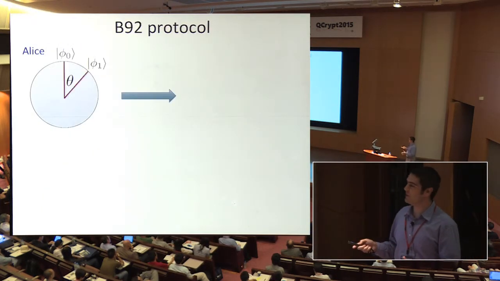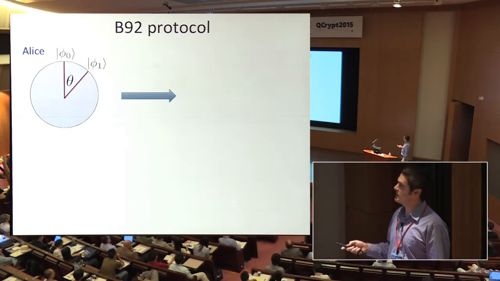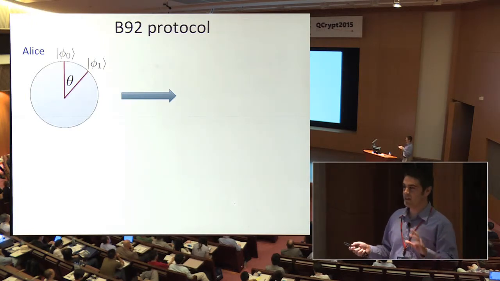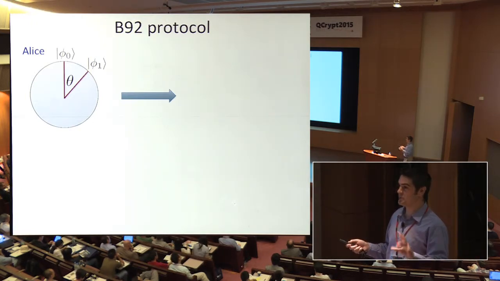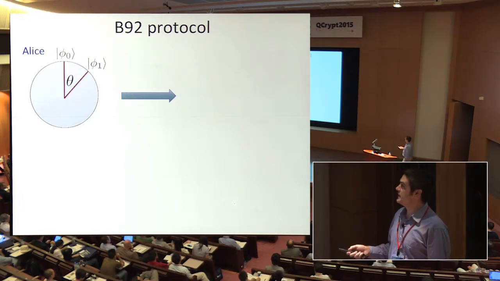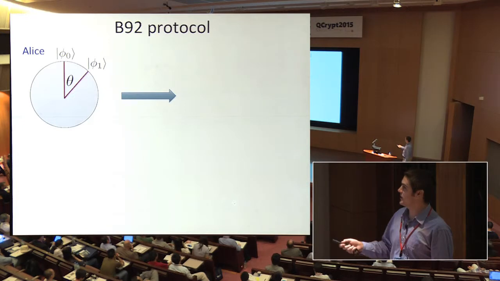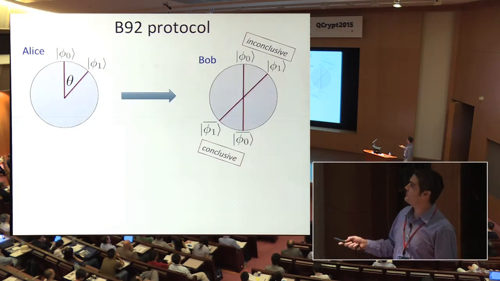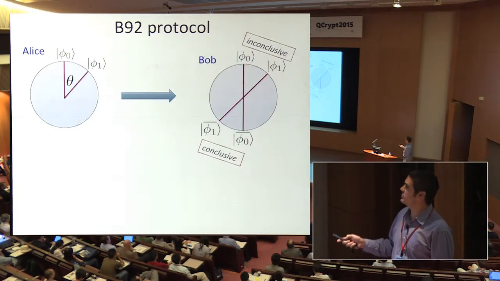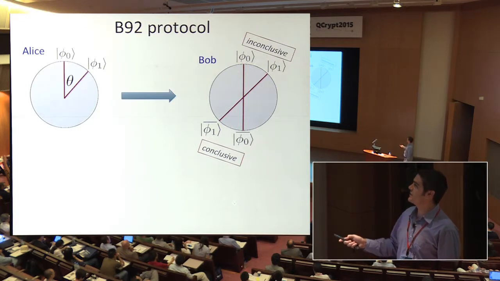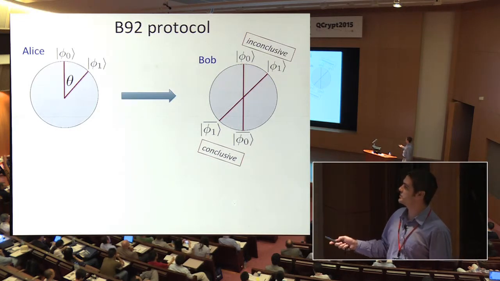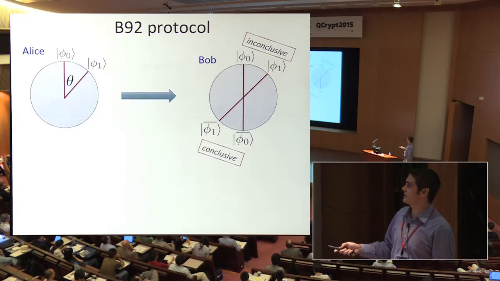So my last protocol that I'm going to show you is the B92 protocol. What's nice about that is that it involves both prepare and measure and post-selection. That is, Alice sends one of two states, phi 0 or phi 1, related by an angle theta. And Bob measures either in the phi 0 basis or the phi 1 basis. If he gets these outcomes, then he says inconclusive, and they discard the rounds. These outcomes, they keep.